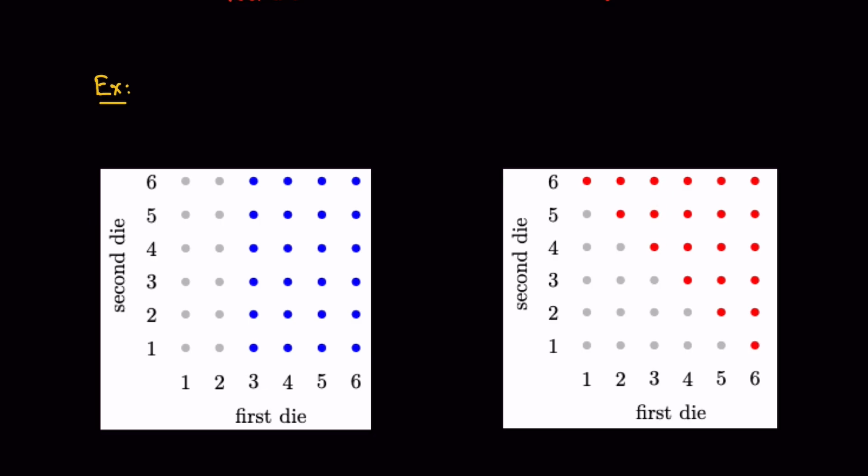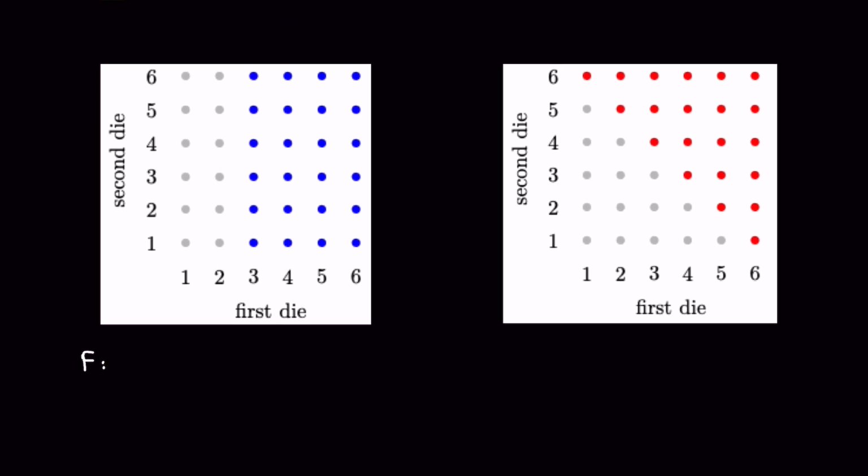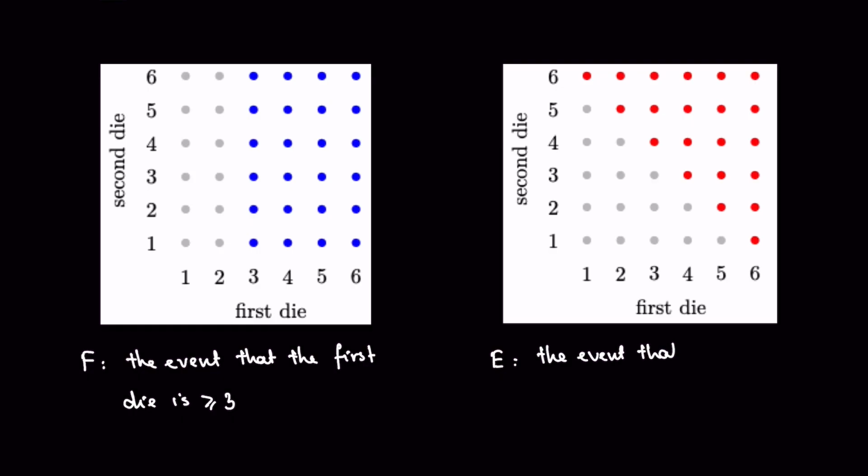So you roll two dice, and you have two different events. One event, which I'm going to note here as event F, is that the first die is a number that is greater than or equal to 3. And the event E is that the sum of the two dice is greater than or equal to 7.